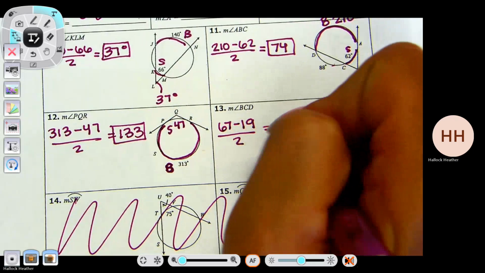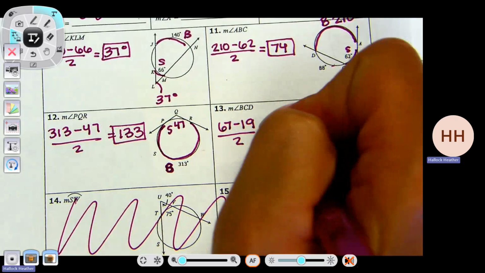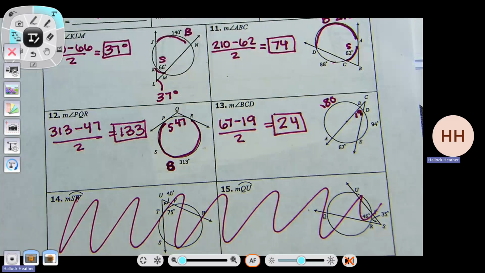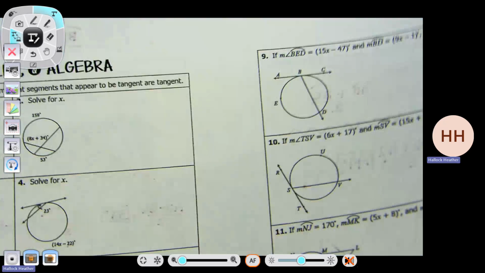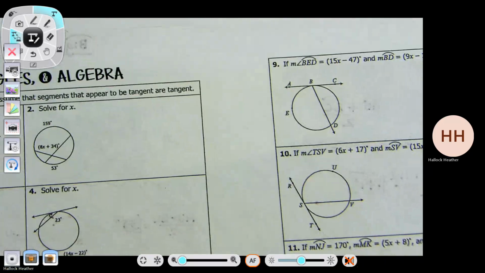Wonderful. Okay, so these aren't too bad, right? If it crosses on the inside, you add them, divide by 2. If it touches the outside slightly, you just divide by 2. If it's on the outside, you subtract, divide by 2. So let's add some spice. Okay, on the back.